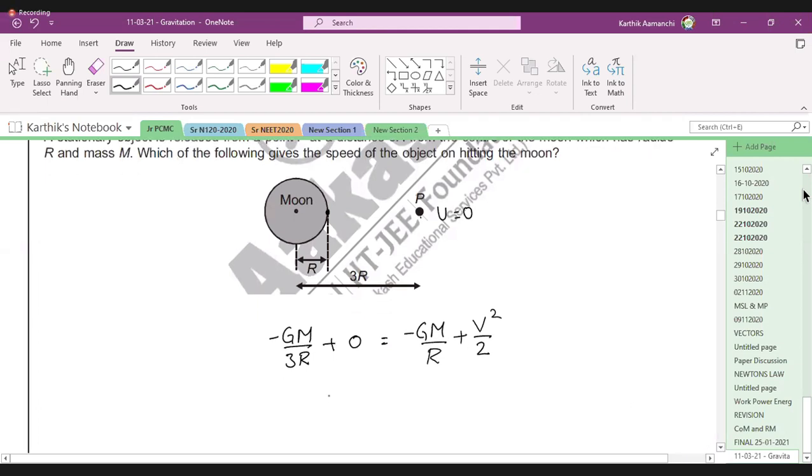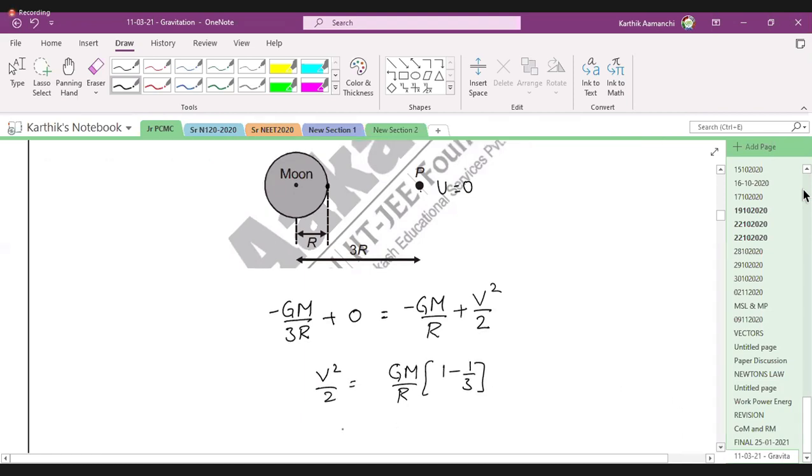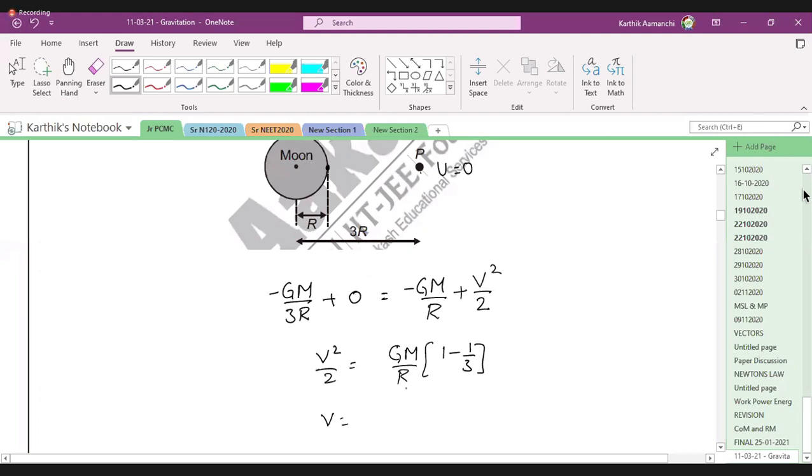Good. So v square by 2 is equal to GM by R. I'll take common. This will be 1 minus 1 by 3, right? So it's 2 by 3, and v is equal to under root of 4GM by 3R. This is your velocity. Now you are finding it easy. Conservation of energy. Yes, sir.